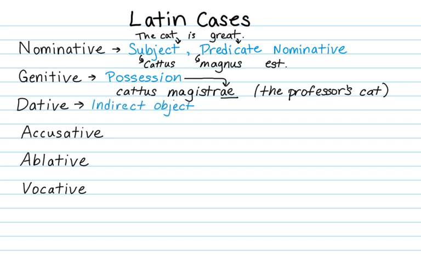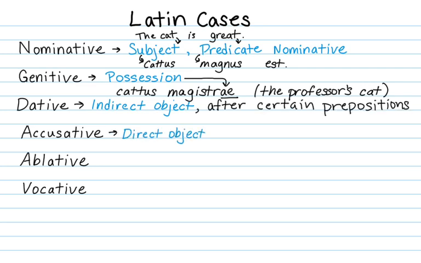The dative is used to show the indirect object. It's also used after certain prepositions, which we will learn later. The accusative is used to designate the direct object. It, too, is used after certain prepositions, which we will learn later.